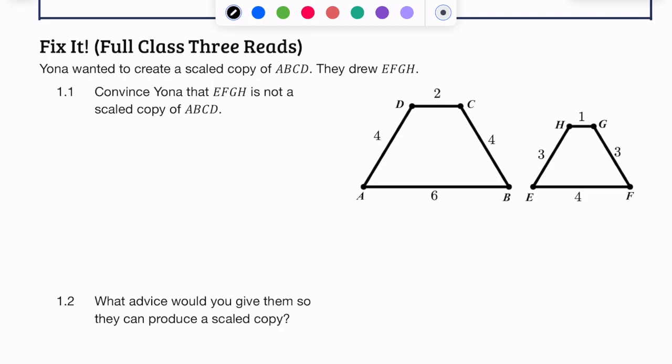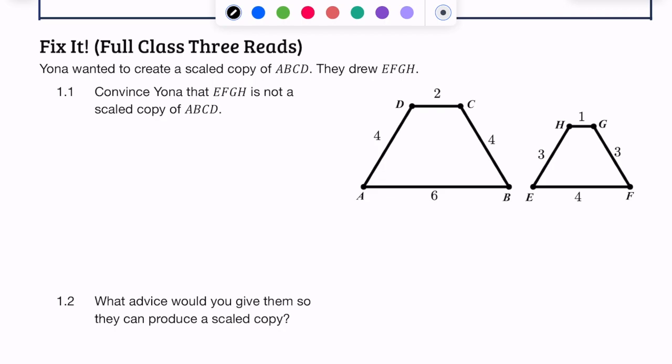So question number 1, fix it. Yona wanted to create a scaled copy of ABCD. They drew EFGH. Convince Yona that EFGH is not a scaled copy of ABCD, and then what advice would you give them so they can produce a scaled copy?